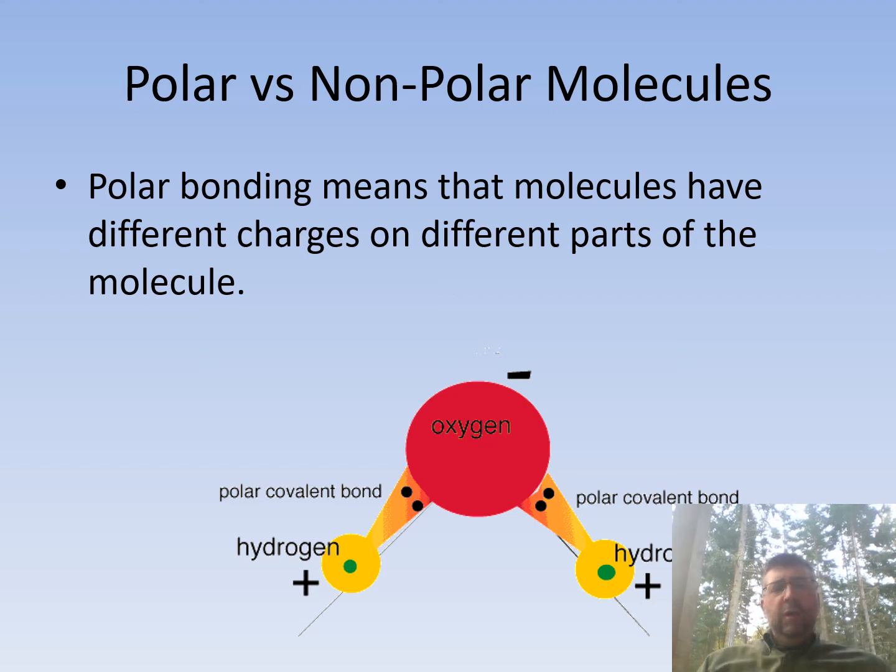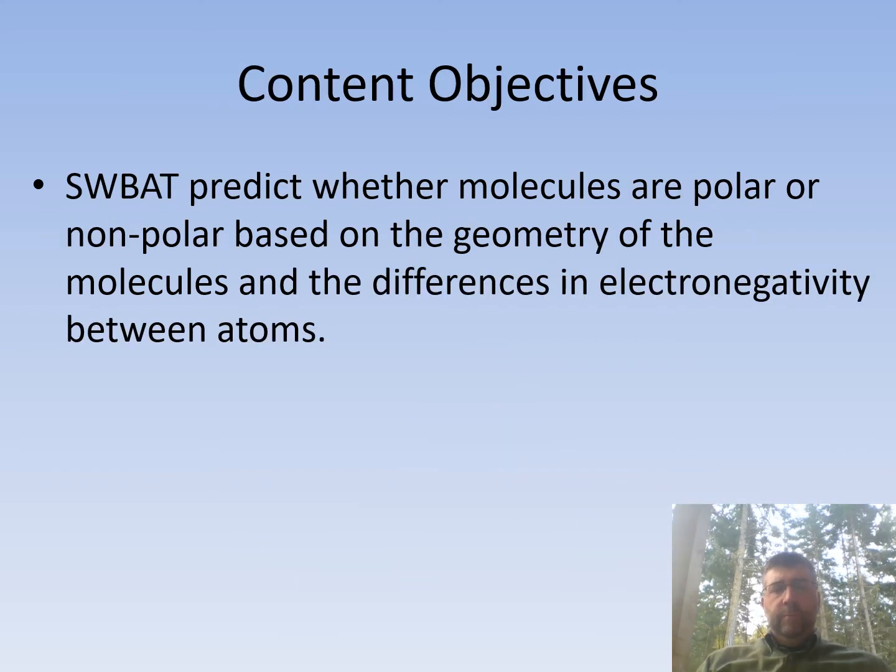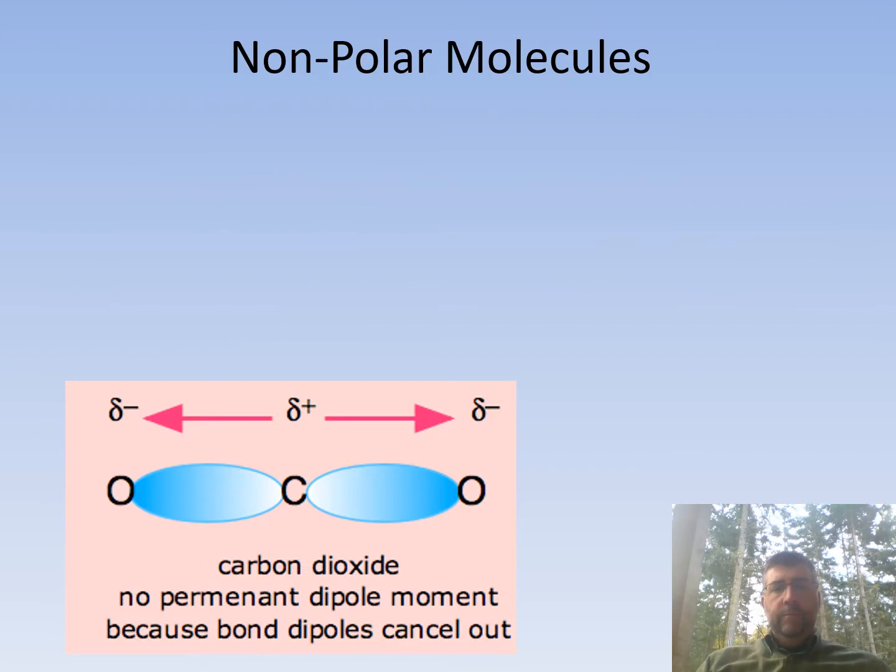All right, welcome back. We're going to take a look at part two of polar versus nonpolar molecules. There are situations in which molecules can have polar bonds, but the whole molecule ends up being nonpolar. Let's take a look at an example here of carbon dioxide.